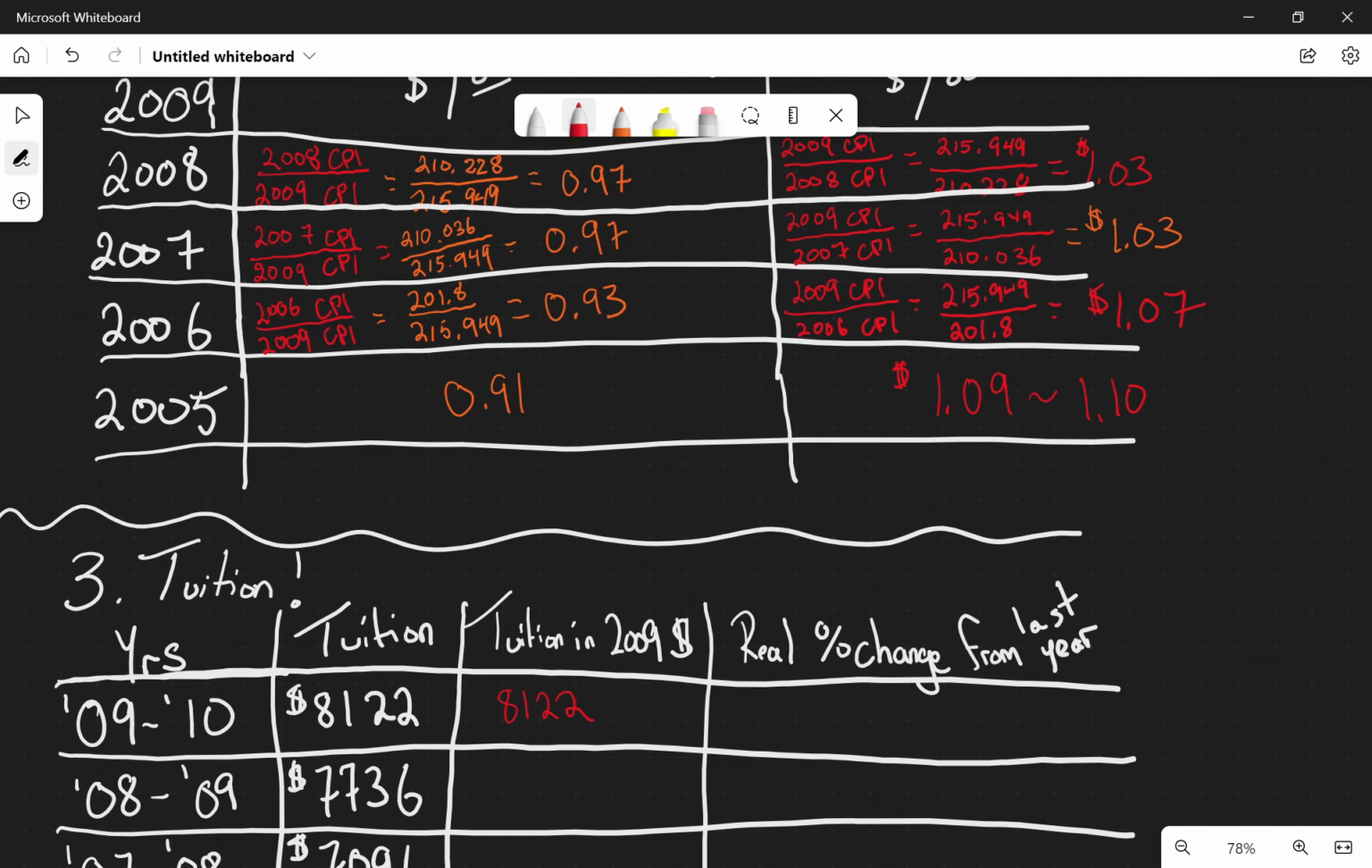So the first one would be $7,736. What happens if we divide that by the 0.97? So this is going to give us, and again, there's some rounding errors, right? Because I'm just using the rounded part before, so your answer may be slightly different, but if it's in the ballpark, you're correct. So $7,975.